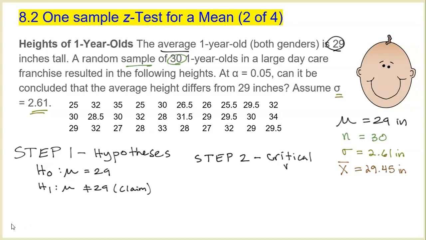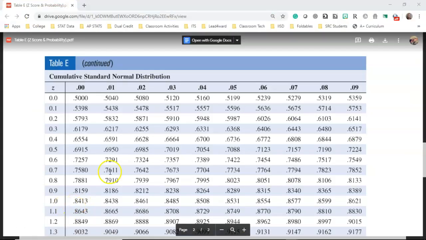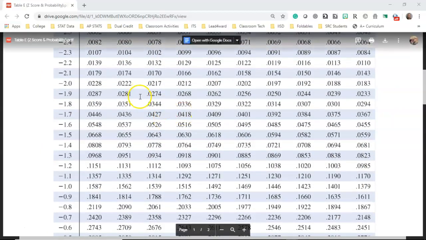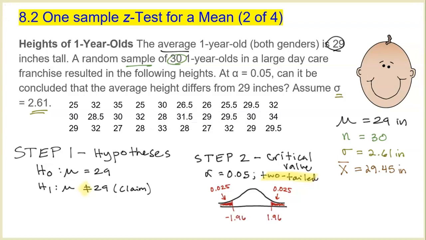Step number 2, critical value. The alpha value is 0.05, same as the previous problem, but now we have a two-tailed test because it's not equal to, which means that area, that 0.05, is divided into both the left and right tail. So we have an area of 0.025 and then 0.025 on the right side, and we go to our table E and we look for the value closest to 0.025. Here we go. So negative 1.96. And since the distribution is symmetric, it's the same on both sides.